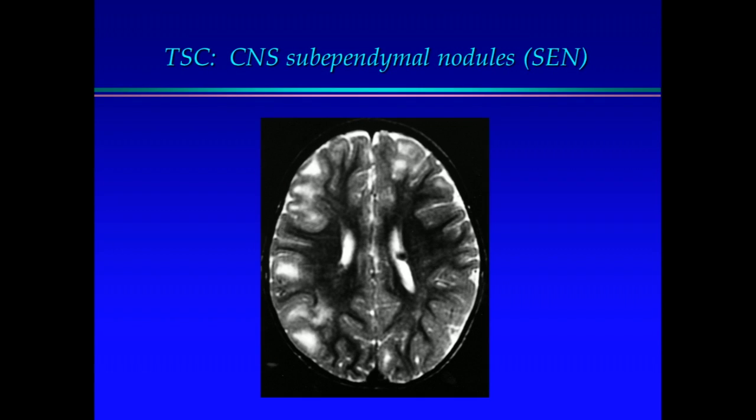So then, as I already said, these are different. Here are subependymal nodules, and subependymal nodules are different than tubers. Subependymal nodules are made largely of white matter. So not gray matter, they're not neuronal, they're white matter. And unlike tubers, they can grow.